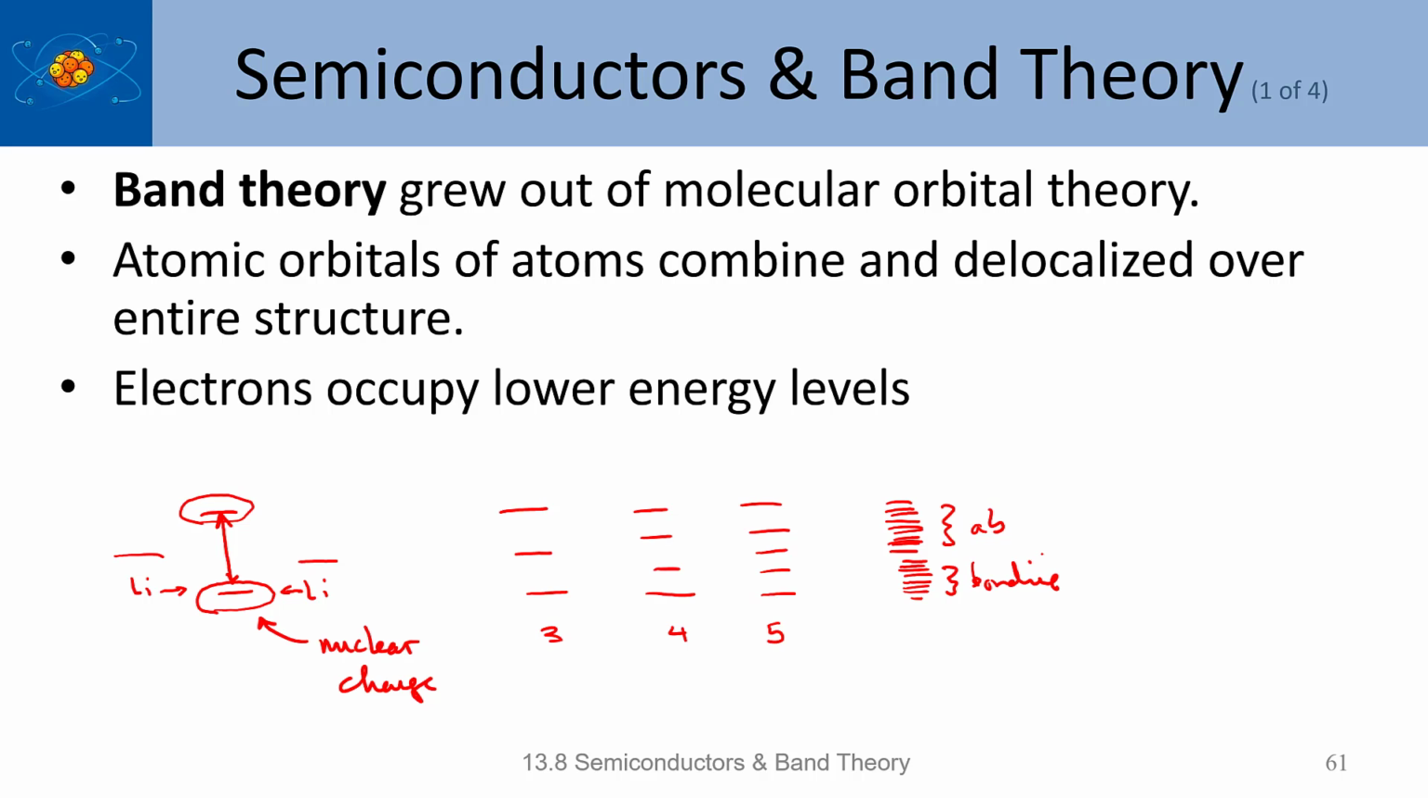The result is there's almost no energy gap, or there's zero energy gap between the orbitals of the lithium atoms as you start looking at a chunk of lithium metal. And so we talked about this being the conduction band, and this one being the valence band, because that's where the valence electrons will be found.